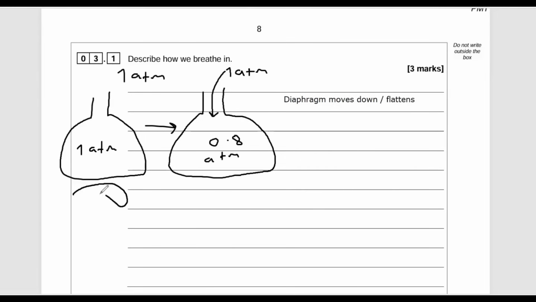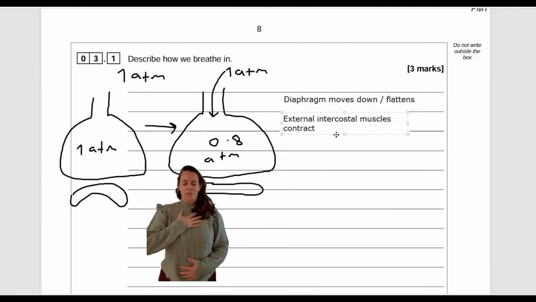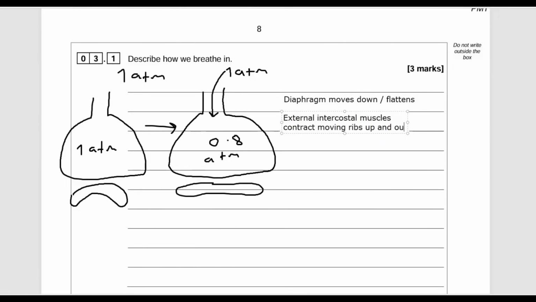So first of all, the diaphragm must move down or flatten. The diaphragm is the muscle underneath the thoracic cavity. By flattening or moving down, it makes the volume bigger. The next thing to make the volume bigger, you can put your hands on the side of your chest and breathe in. You'll feel your ribs go up, and that's the external intercostal muscles that contract. These move the ribs up, but they also move them forwards as well, out. You can try it. Take a big breath in.